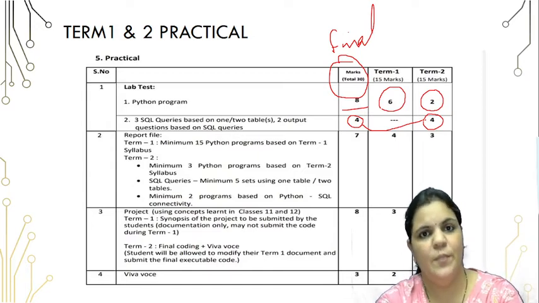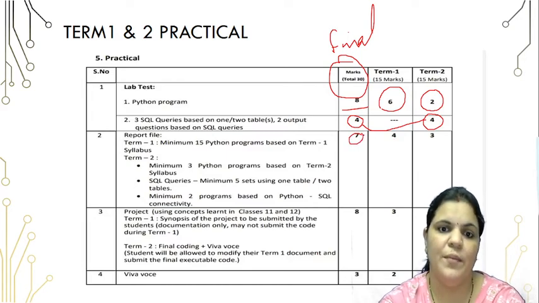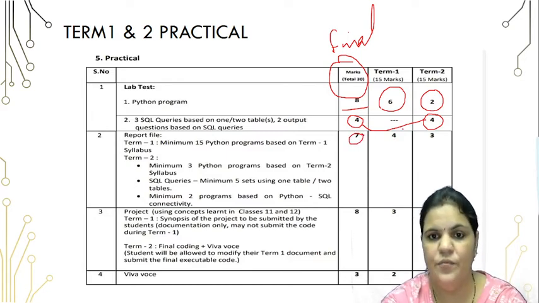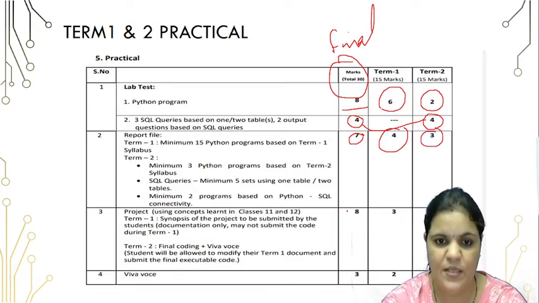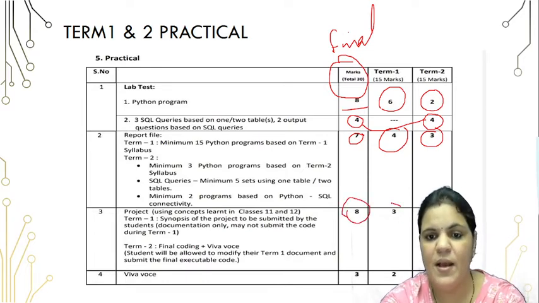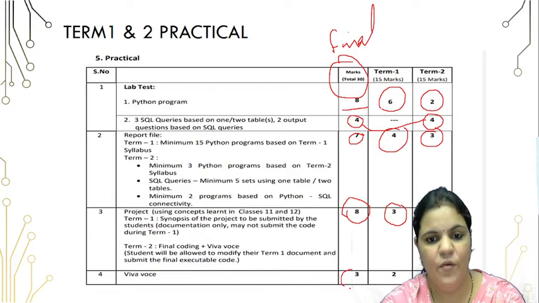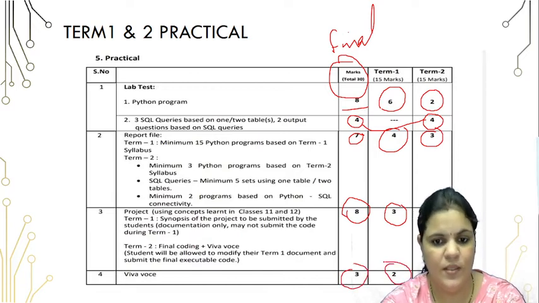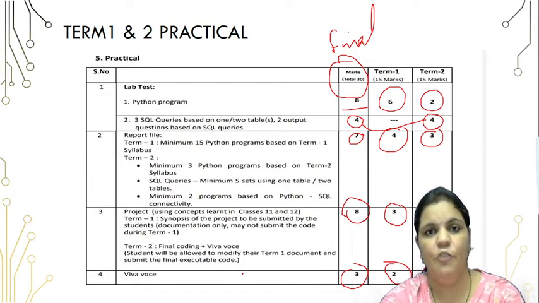So we will do their practical in term 2 only. Then report file. Report file comprises of 7 marks, out of which 4 marks will be given in term 1 and 3 marks will be given in term 2. Similarly, there is a project in which 8 marks are given and there 3 marks are given for term 1 and 5 marks are given for term 2. At last, for Viva Voce, 2 marks are there for term 1 and 1 mark is for term 2. So this is the division of practical marks.